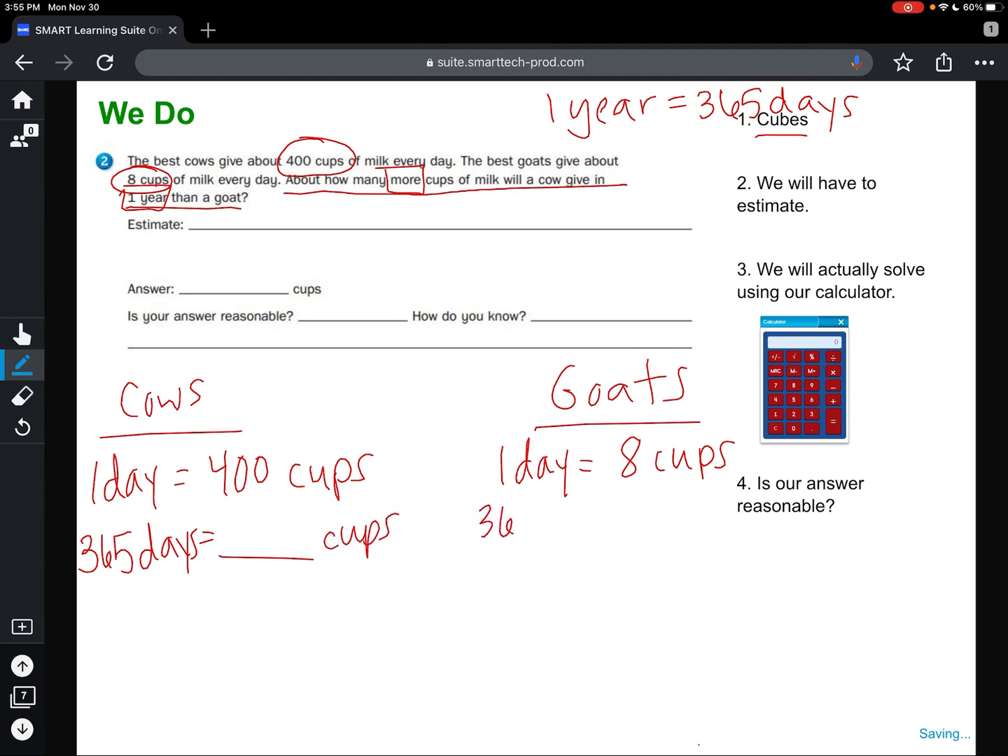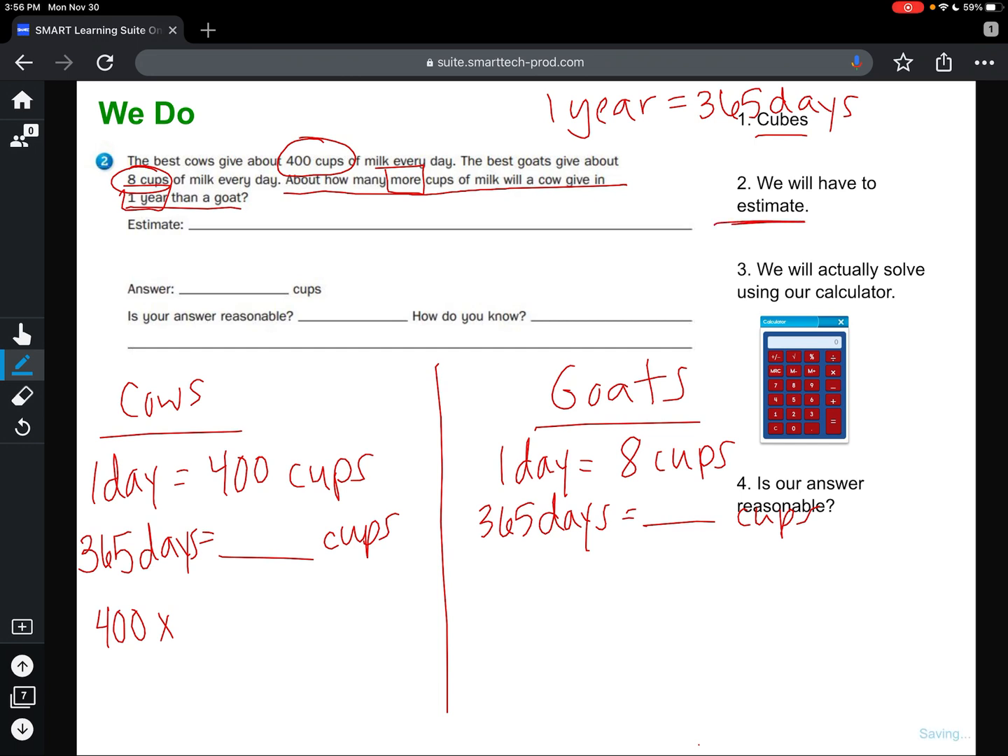I have to solve 365 days, how many cups? What do you think I'm going to multiply by to be able to get how many cups a cow makes in 365 days? Did you say 400 cups times 365? Yeah, that's what I would do too.